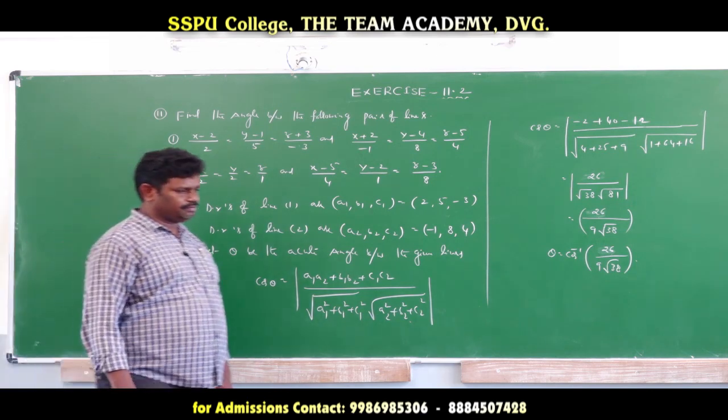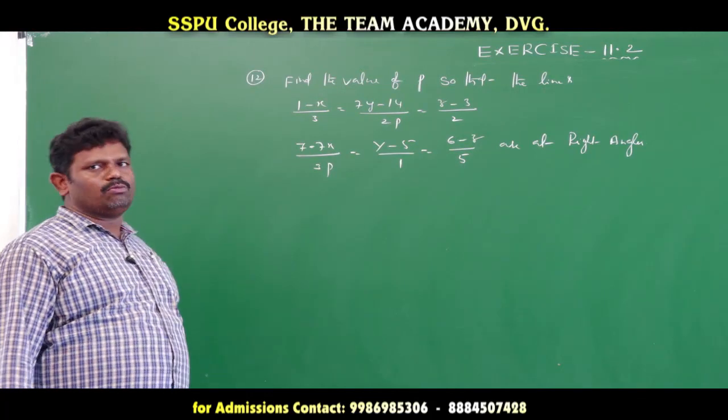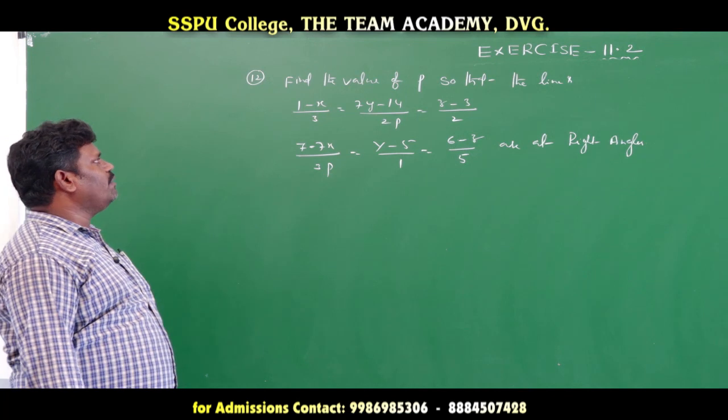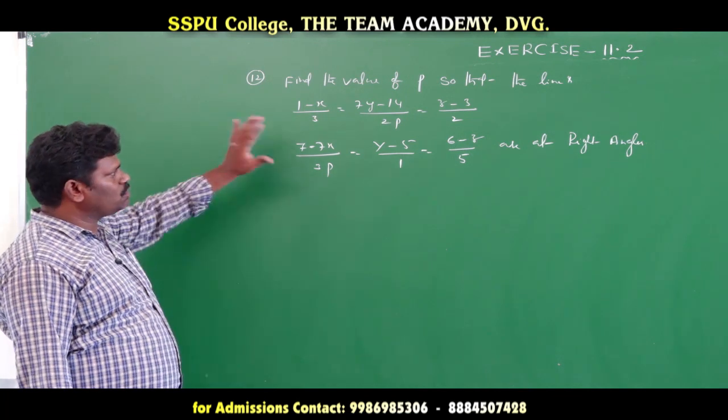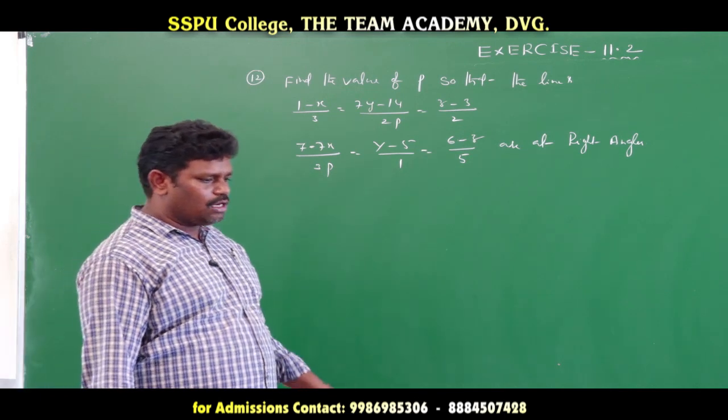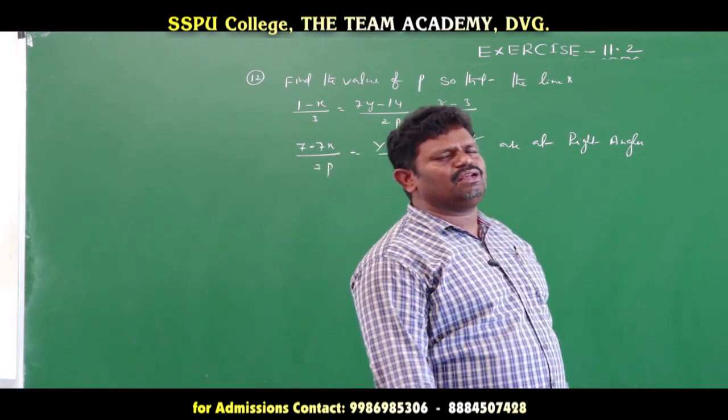Next one is very important for board and CET, previous CET bits also and board. Find the value of P so that the two lines, given in symmetric Cartesian form, are at right angles. Now if these two are forming a right angle, there are two methods here.